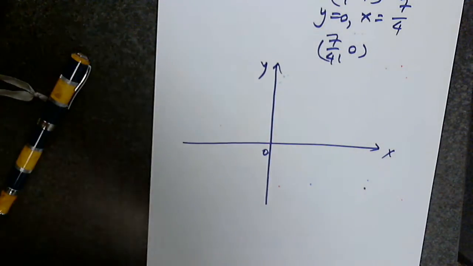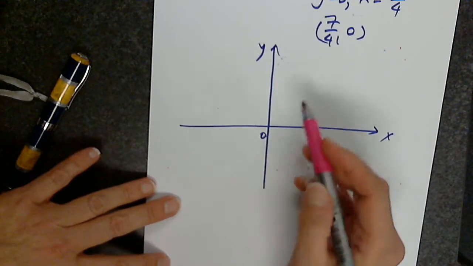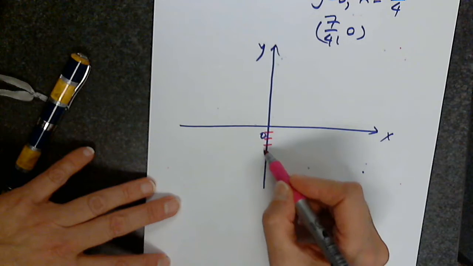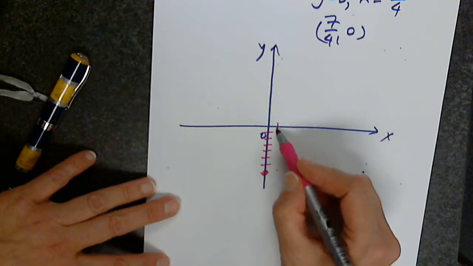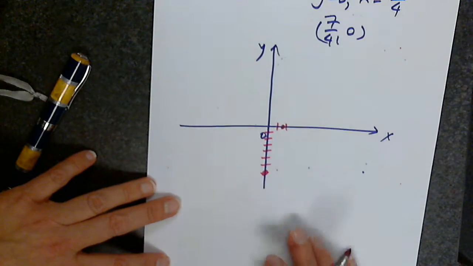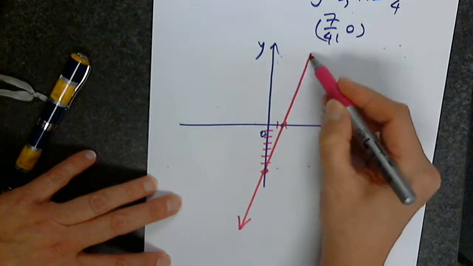And I find 0, -7. 1, 2, 3, 4, 5, 6, 7. And 7/4 is a little bit less than 2 right here. So this is the first line.